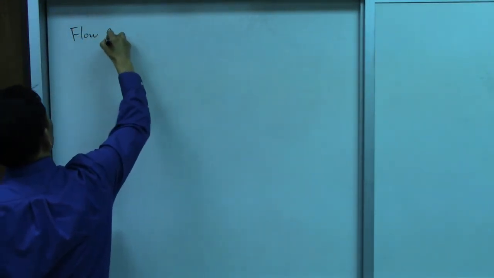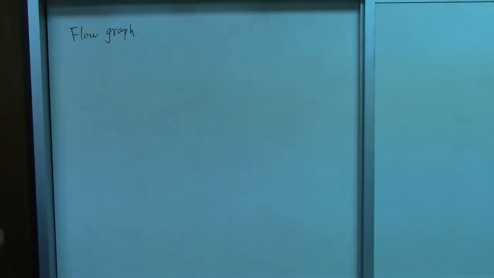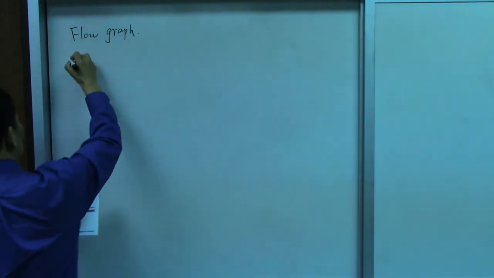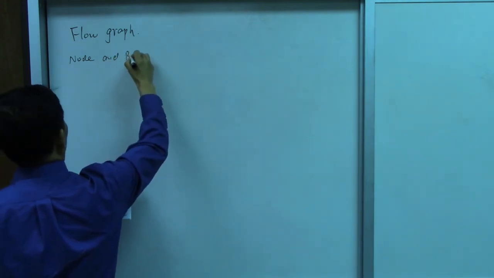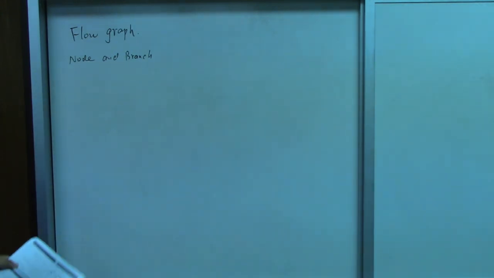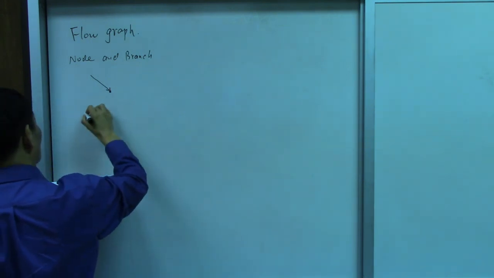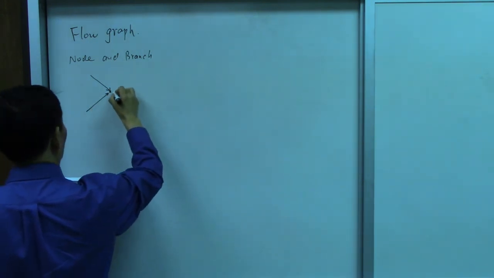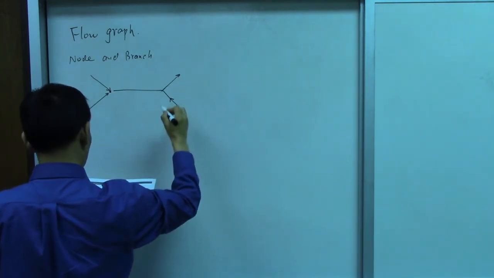Okay, today we are going to discuss the flow graph. Before that, we discussed several concepts. The first one is node and branch. The flow graph looks like this. We have this, and the signal flowing in, and this transmit this here, this is out, and this is in here.